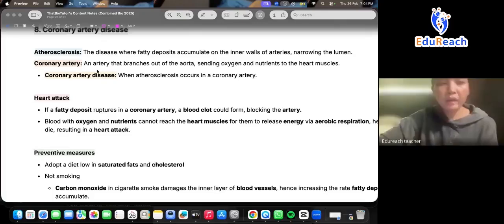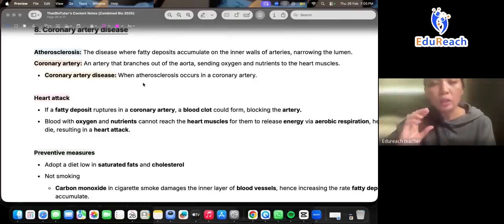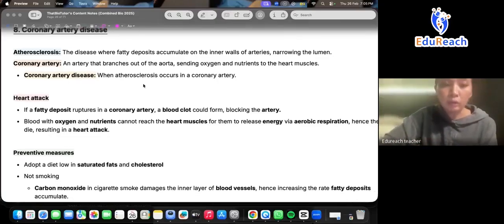Okay, the coronary artery is basically the artery connecting from the aorta into the heart muscles itself. And our heart muscles are beating all the time, so they demand a lot of oxygen and a lot of nutrients. So if there is a blockage in the coronary artery, that's very not good, right?